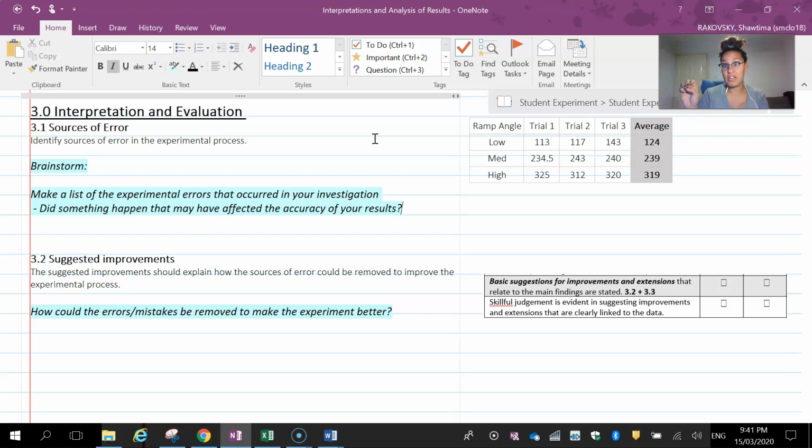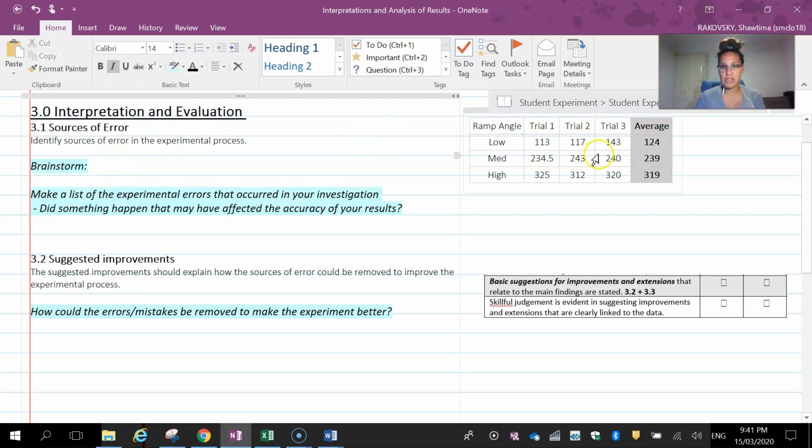You might have let go of the car and, as it goes down the toy ramp, it might have hit a lip in the concrete, which impacts your results. You might have blown up the balloon and the balloon stretched, but then you reuse the balloon. That might impact your results. So that's what we mean by brainstorm a list of experimental errors that occurred in your investigation. What could happen that could impact it being a really fair test, or could change your data? That's what we're looking for.